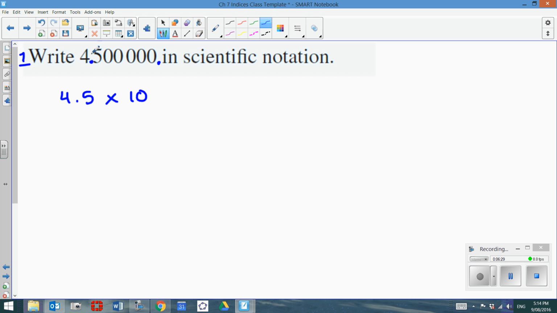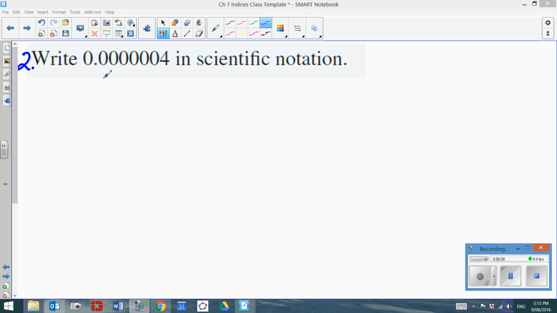So I'm going to say times 10 to the 1, 2, 3, 4, 5, 6 power. Because it's positive, that means I'm going to move to the right. So I'm going to take this original decimal, move it 1, 2, 3, 4, 5, 6 places to the right, and then I would have 4,500,000. So the way to write it in scientific notation is 4.5 times 10 to the 6th.